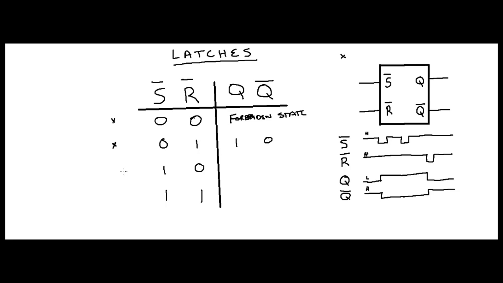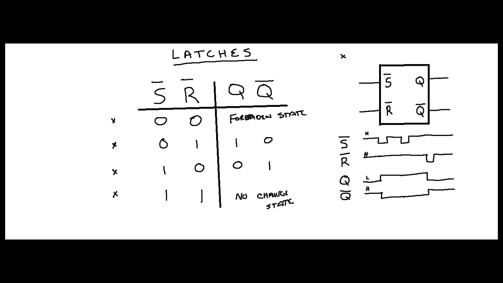Now, the next condition: obviously set is not active, reset is active, so Q is going to be low, Q bar is going to be 1, right? Now, in the final condition, 1, 1, neither set nor reset is active, right? So the output does not change. So I call this the no change state. All right?